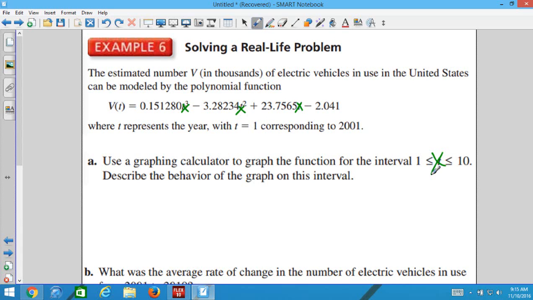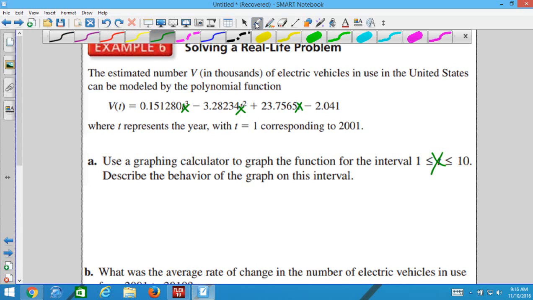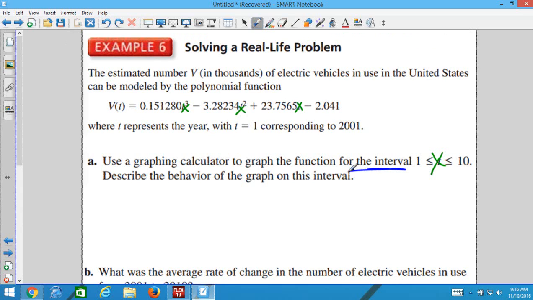All right. How do we know what window to create? It tells us, partially. You see right here, it says graph the function for the interval 1 less than or equal to t less than or equal to 10, but we just said t is the same thing as x. So I just changed that to x. This is our x min and our x max on our window.